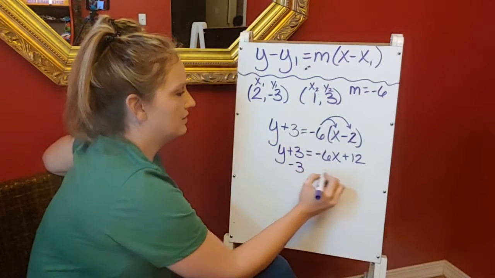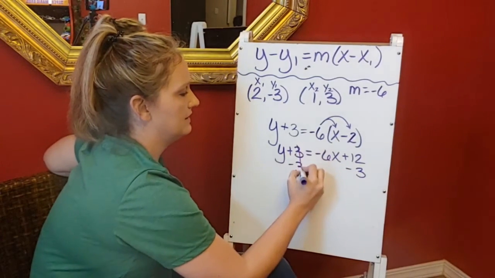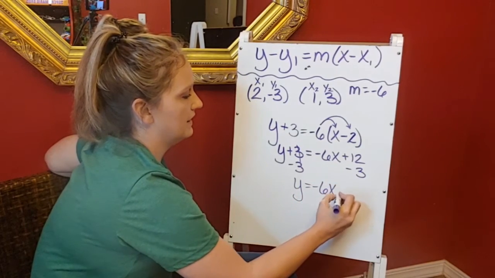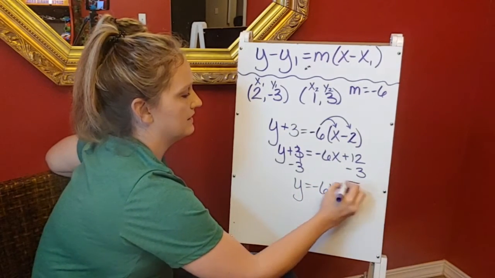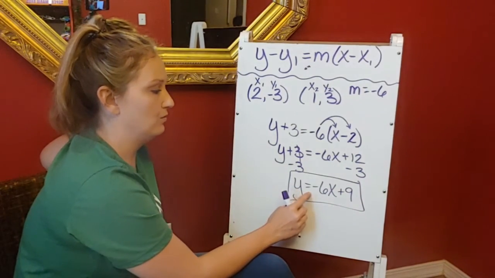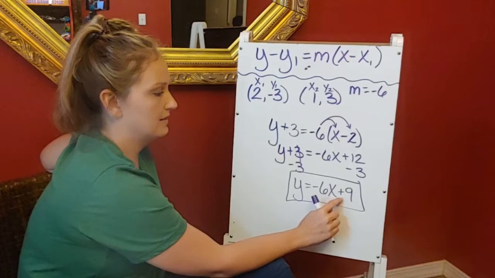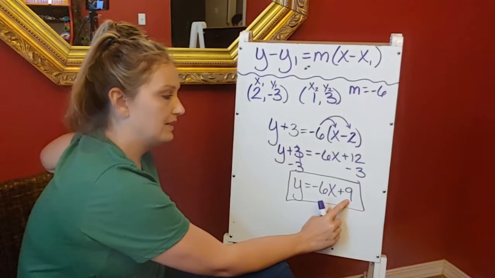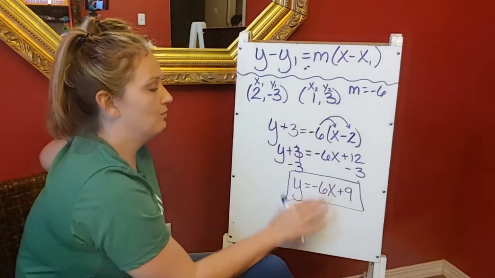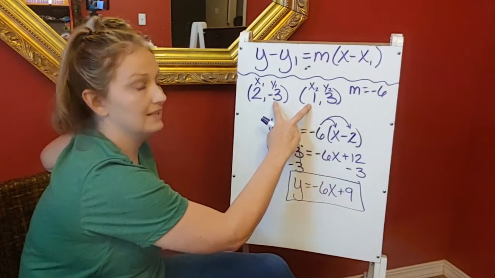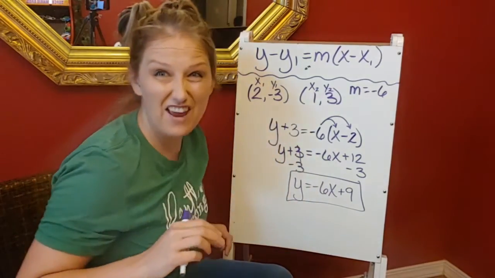I'm going to subtract 3 from both sides. And y equals negative 6x plus 9. Now that is in slope-intercept form. y equals mx plus b, where negative 6 is your slope and 9 is your y-intercept. So if I were to graph this line, it would go through these 2 points. Fancy.